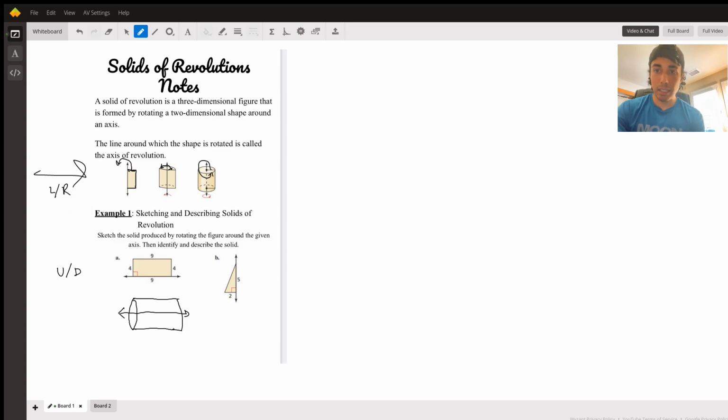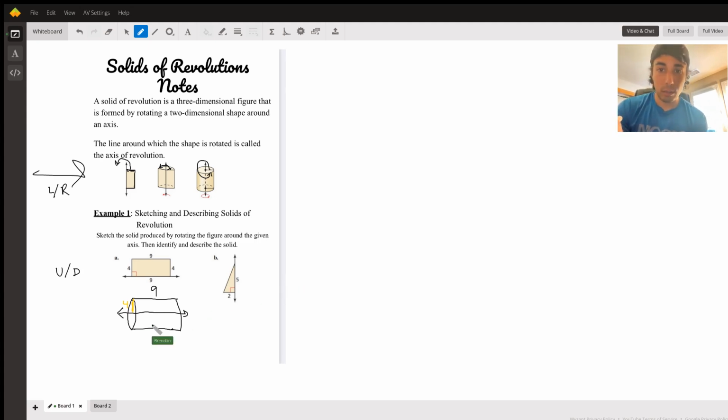Again, it's not going to change the actual dimensions. Our height, or length, or whatever you want to call it, of that cylinder is still 9, and our radius here is still going to be a 4. The old height of the rectangle becomes the radius of the cylinder once we're rotating it around that axis. To identify and describe the solid, we could just say we've got a cylinder, radius is 4, and the height is 9. Or you could say the length is 9.